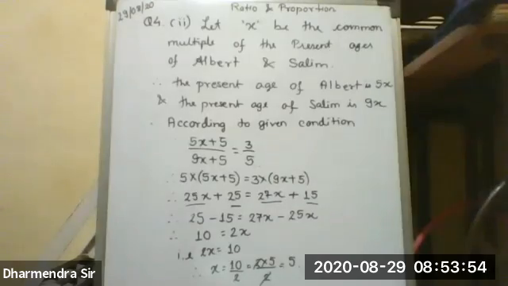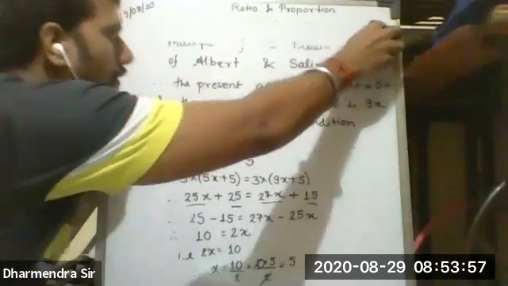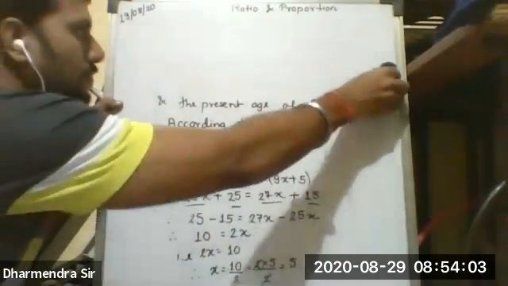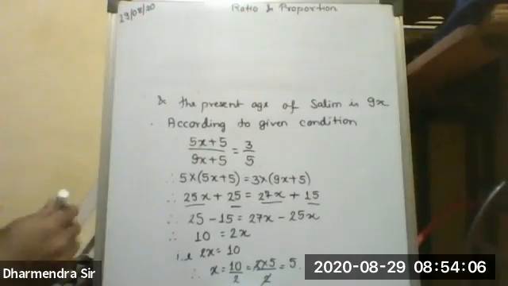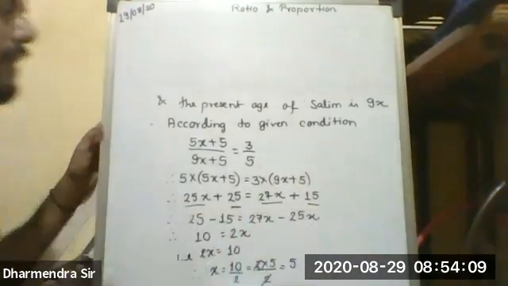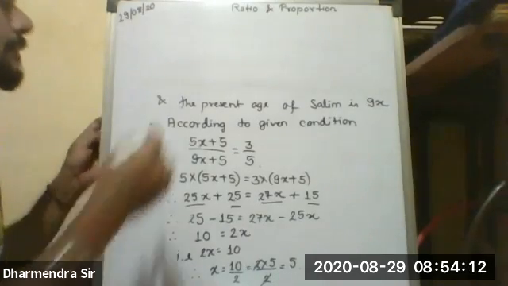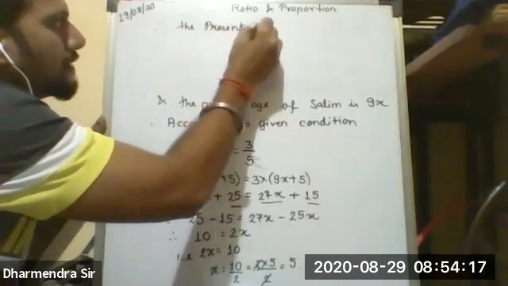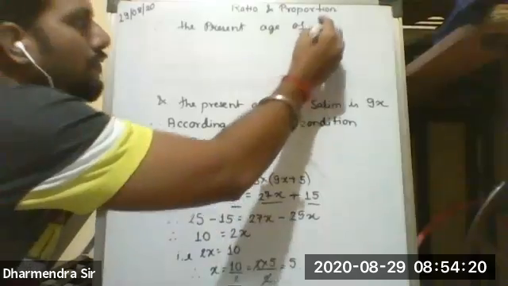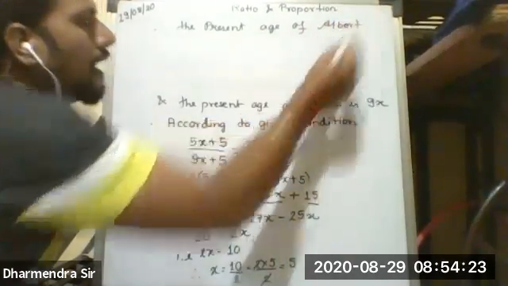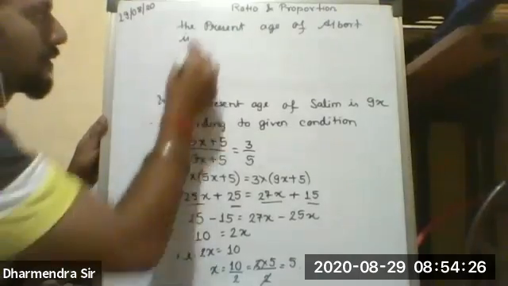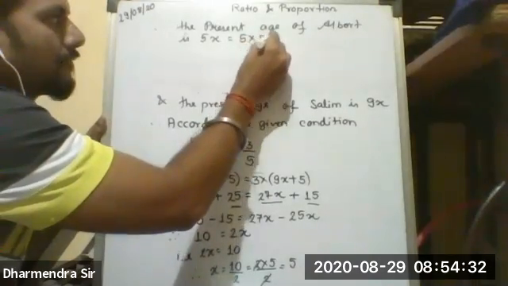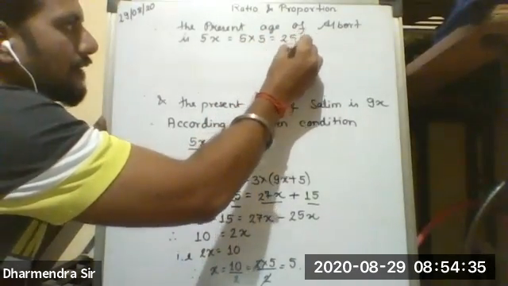As you can see, we have found the value of x. So therefore just substitute the value of x in the present age. The present age of Albert is 5x, which is equal to 5 into the value of x, which is 5. We say 5 into 5 is 25 years.